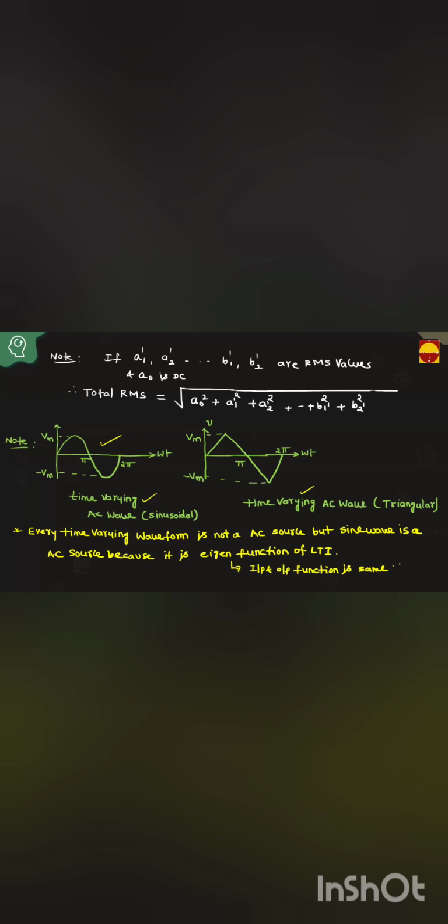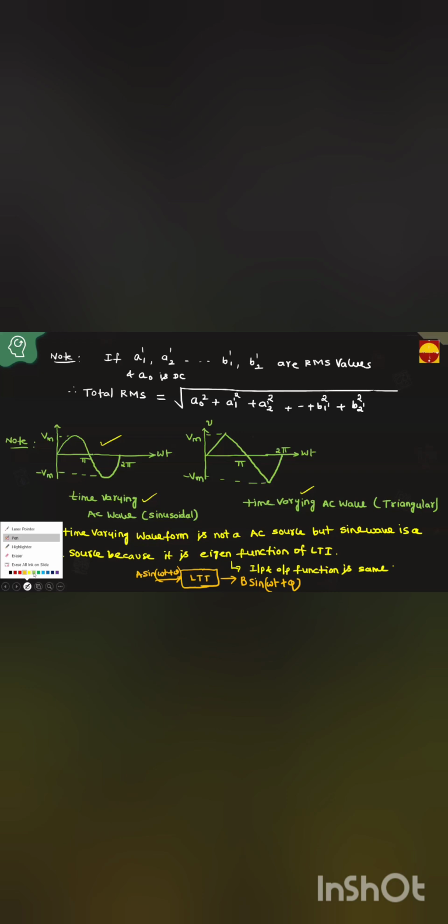I already told, take any linear time invariant system. For any LTI system, if the input is A sin(omega t plus theta), what is the output? The output is also a sine, but the amplitude may be different: B sin(omega t plus phi). But if you give a triangular input to the linear time invariant system, you don't expect the same triangular function at the output side.